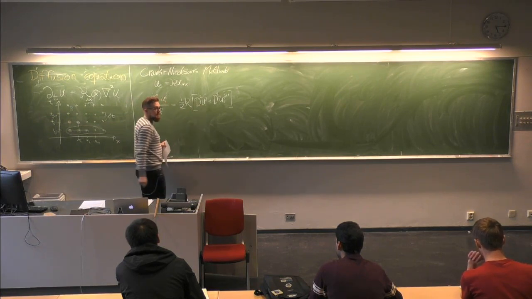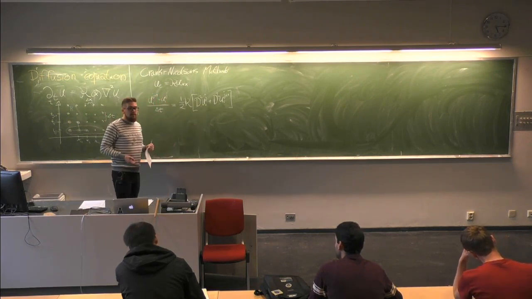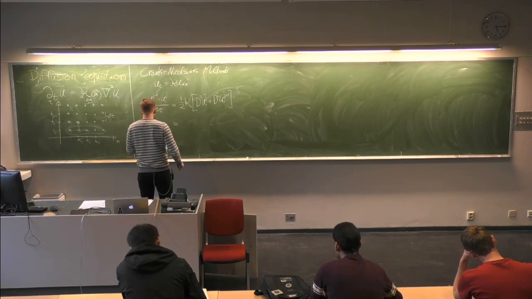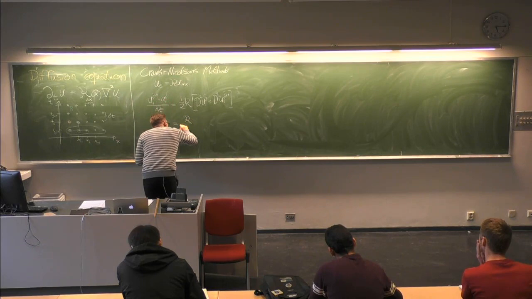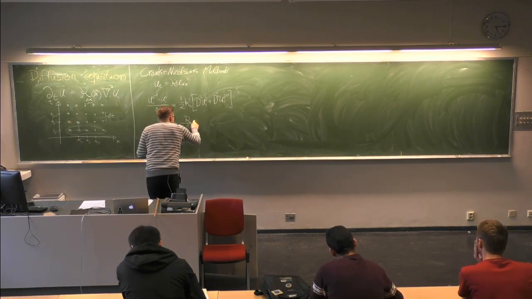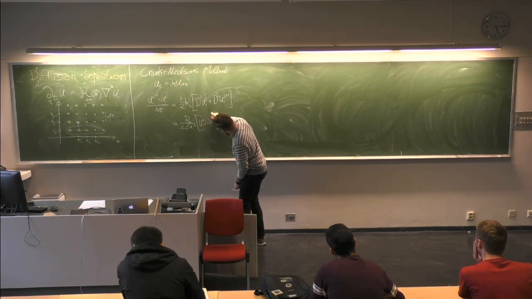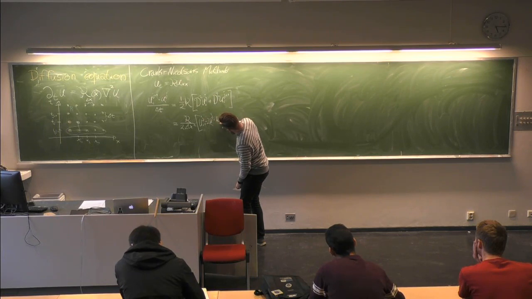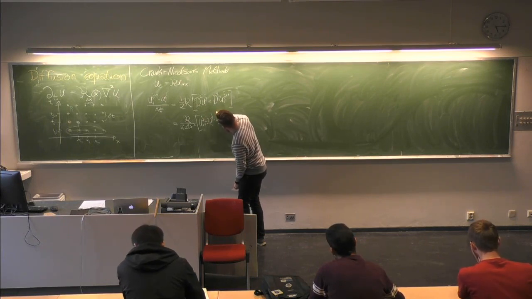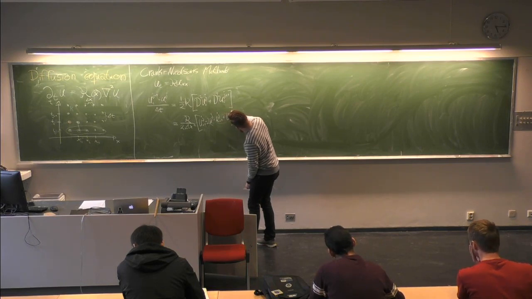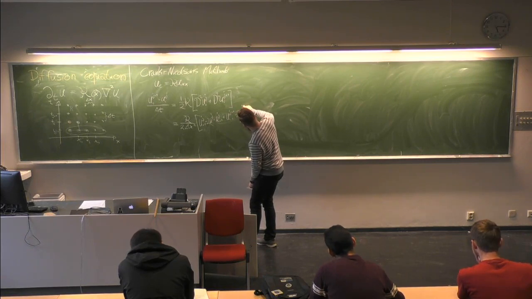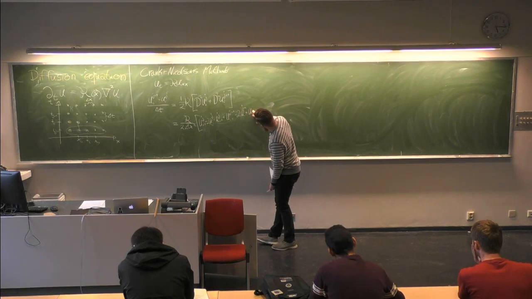And this d squared is just the differentiation operator. We'll be using the central one again, so the second derivative is u at i minus 1, minus 2 u at i, plus u at i plus 1, over delta x squared, at both time steps j and j plus 1.